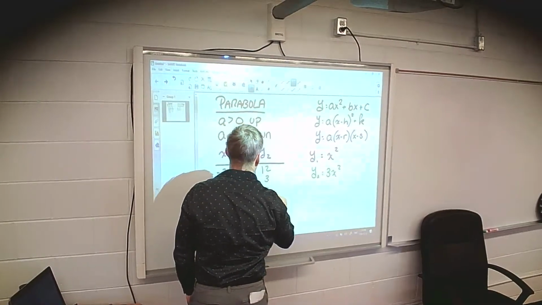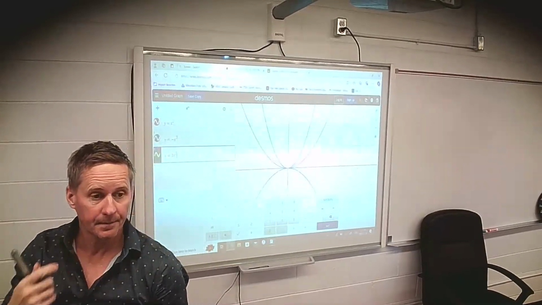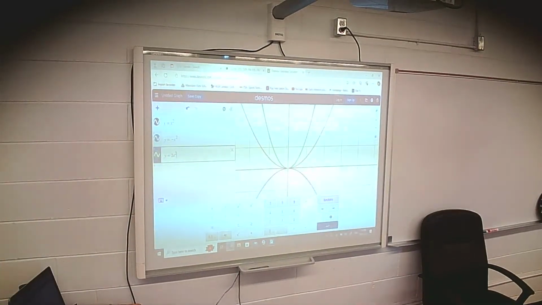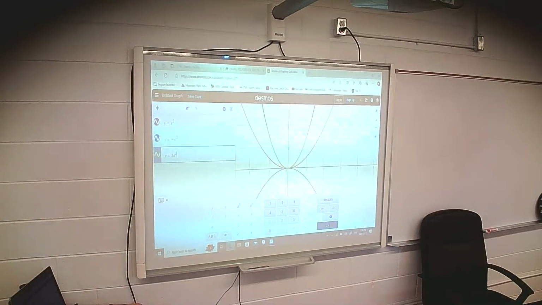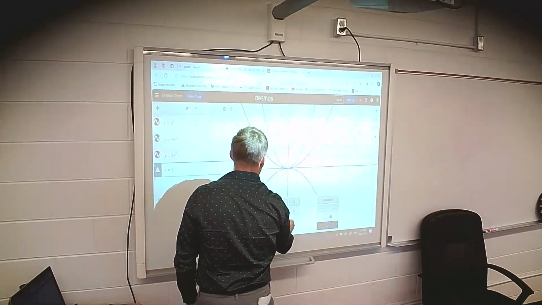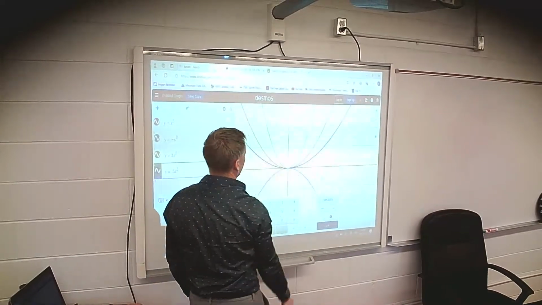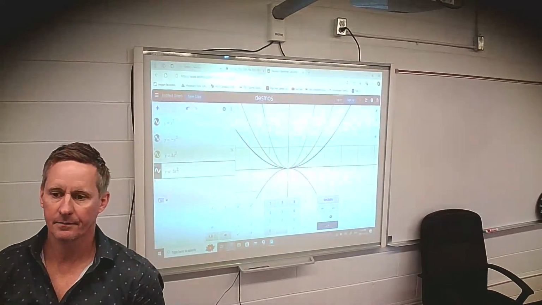12, 3, 0, 3, and 12. Hence the skinnier graph. Okay? Now, if it's a fraction, y equals 0.5 x squared, this blue right here, what happened to the graph there?